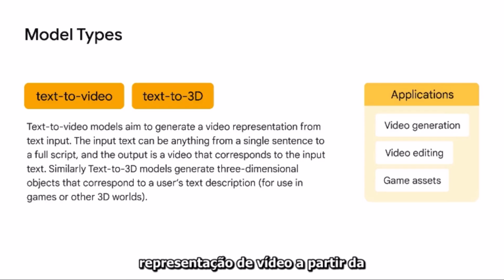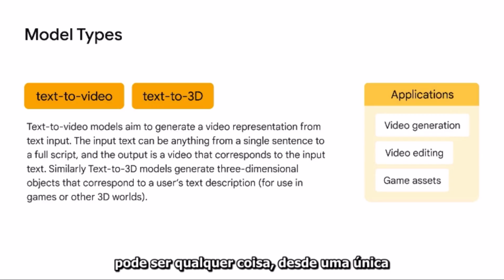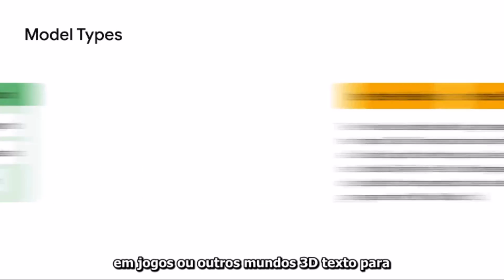The input text can be anything from a single sentence to a full script, and the output is a video that corresponds to the input text. Similarly, text-to-3D models generate three-dimensional objects that correspond to a user's text description. For example, this can be used in games or other 3D worlds.